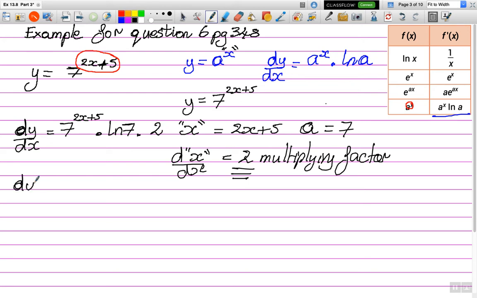Now we're just going to change the order that we're writing this. So we bring the 2 to the front, then we bring the ln 7 to the front, and then we put 7 to the power of 2x plus 5. Just about squeezed it in, sorry about that. Moving on to the next example.